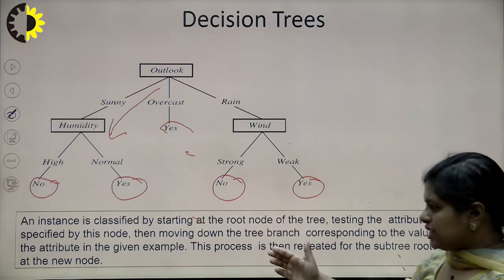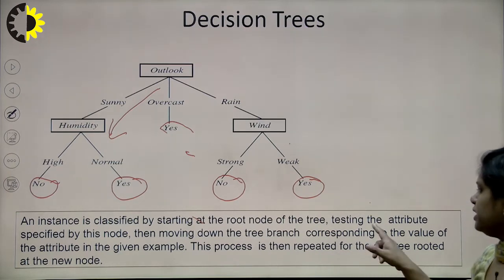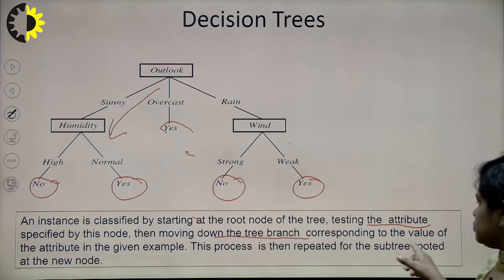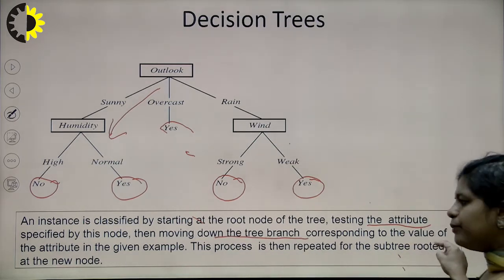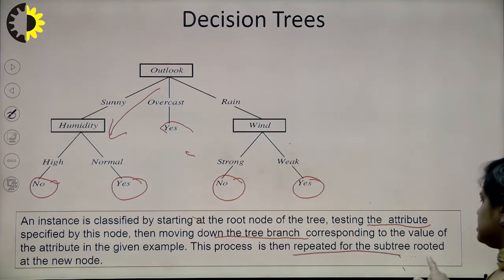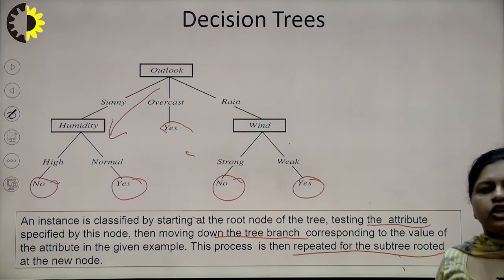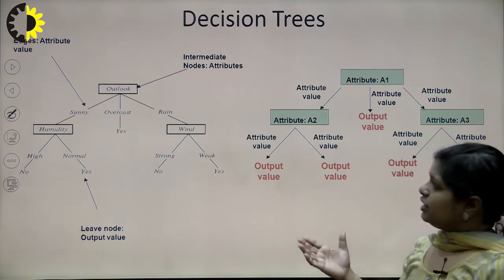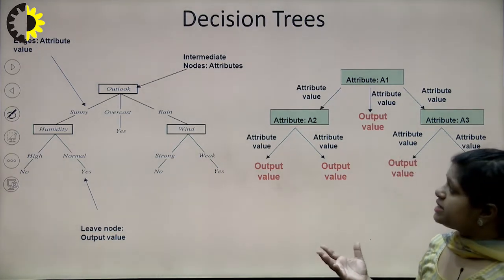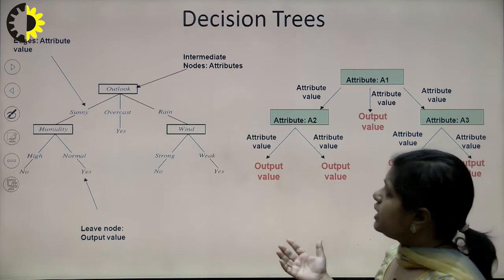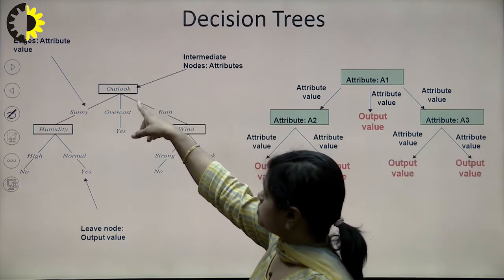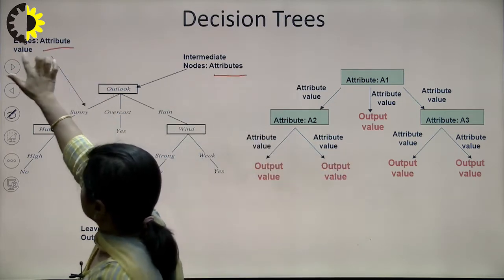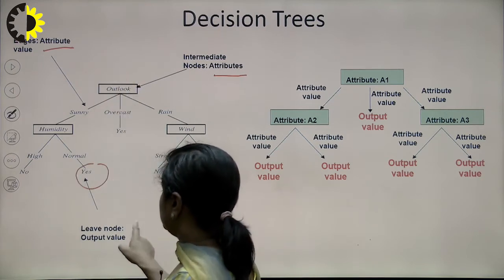An instance is classified by starting at the root node of the tree, testing the attribute specified by this node, then moving down the tree branch corresponding to the value of the attribute in the given example, meaning in the test example. This process is repeated for the subtree rooted at the new node. We can easily see this from this diagram, which is in a more elaborated form. The attribute placed at the root node is the attribute; on the edges the attribute values are listed and the leaf nodes are the output values.